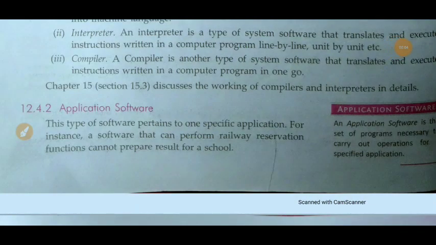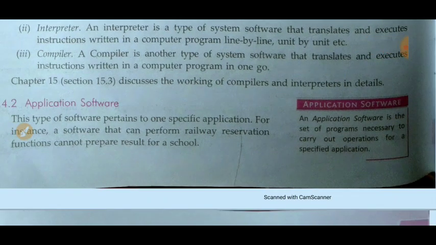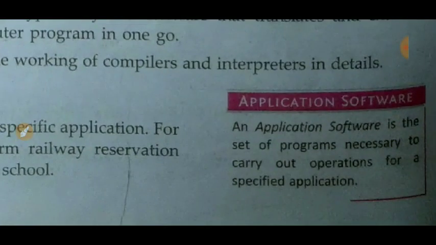Now next is application software. Application software is helpful to complete your work. This software is helpful for the user, means the user can directly deal with the application software, whereas system software deals with the computer system, the computer hardware. See the definition here. An application software is the set of programs necessary to carry out operation for a specified application.